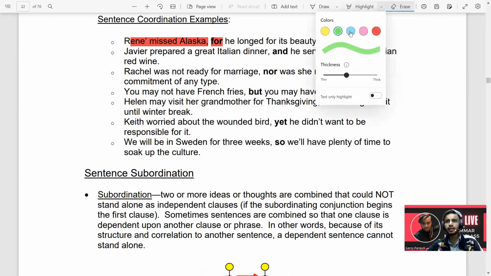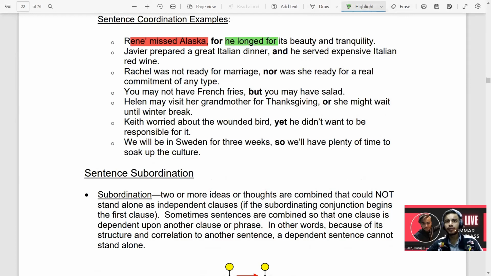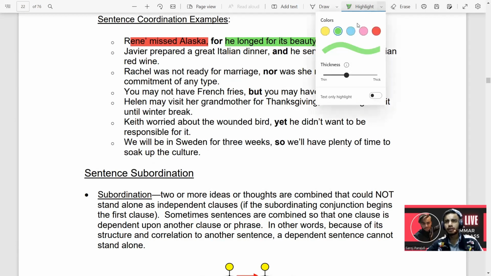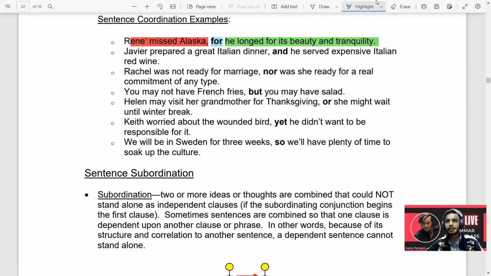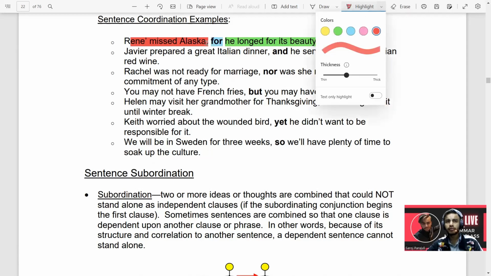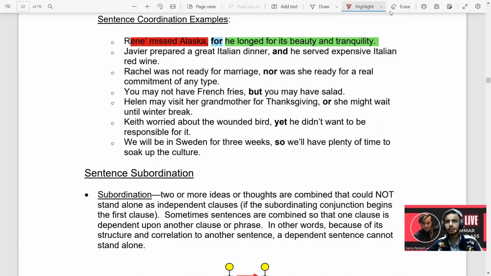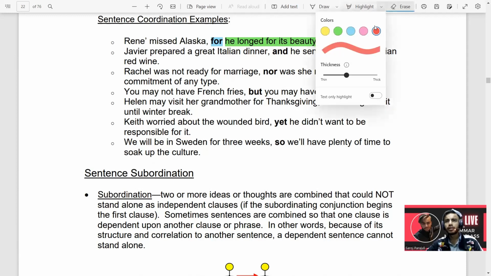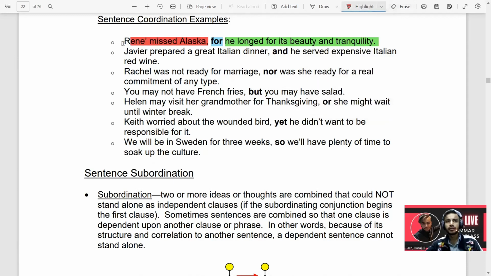You guys can see how this sentence is formed. I will try to elaborate first. Okay. I have highlighted these things to make it easier for you, okay? I will highlight this first. Another one, Xavier prepared a great Italian dinner. And what is the other sentence? The other sentence is, he served expensive Italian red wine. You can also see, guys.